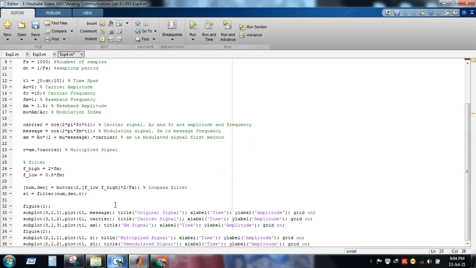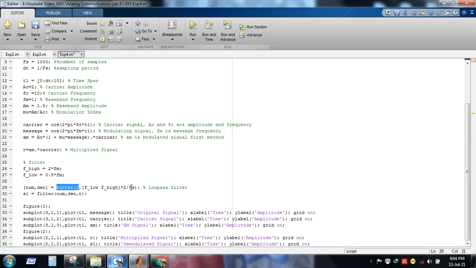Next we need to use a low pass filter. To implement the low pass filter, we need to use a Butterworth type filter. That is also discussed and explained in digital signal processing. So right now just remember, to implement the low pass filter using a Butterworth type of filter, we need to define first the upper cutoff frequency and lower cutoff frequency. Next we need to use this syntax, butter 2, that means a second order Butterworth filter, and next f low and f high, multiplied by 2 by fs.